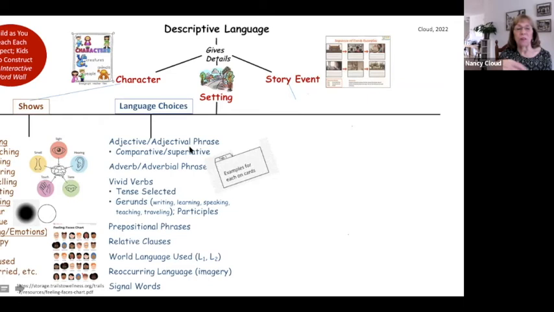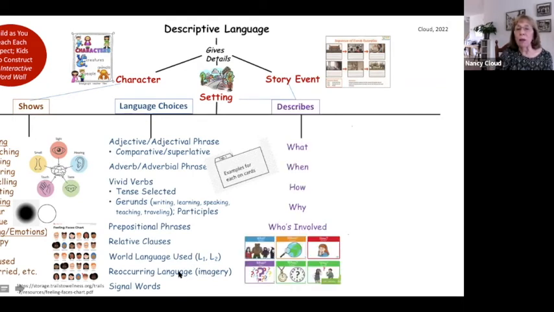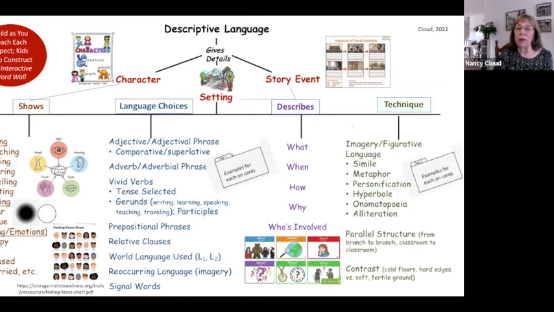It also makes language choices. It uses adjectives, it uses adverbs, it uses vivid verbs, and all of the things that you see here, including changing languages from time to time. It describes the what, when, how, why, who's involved. And it also uses literary techniques such as personification, hyperbole, alliteration, etc. So we might build this word wall when we're using a wonderful culturally responsive sustaining narrative to show kids how to do this with their descriptive writing.